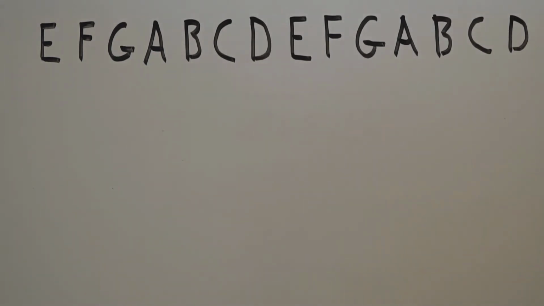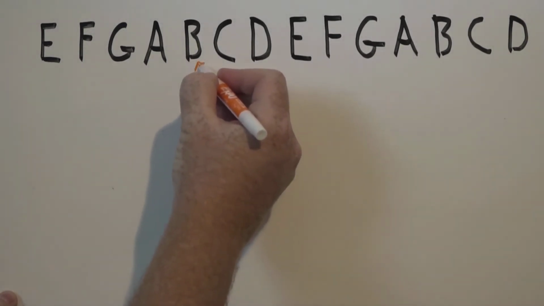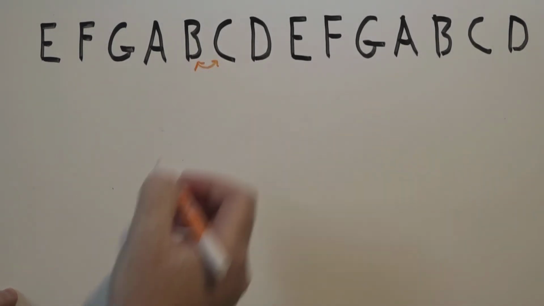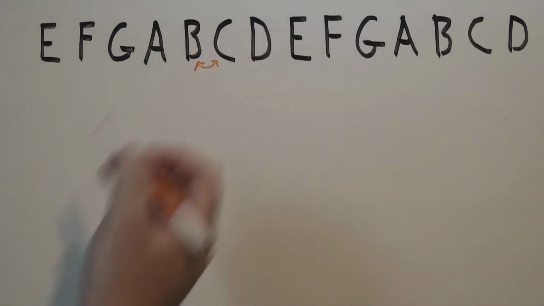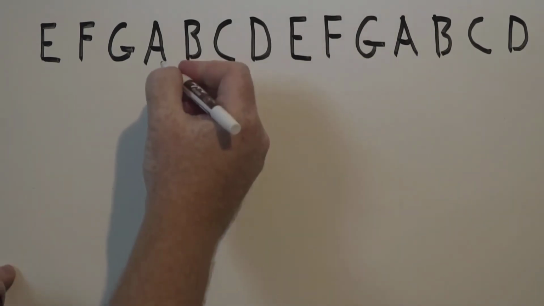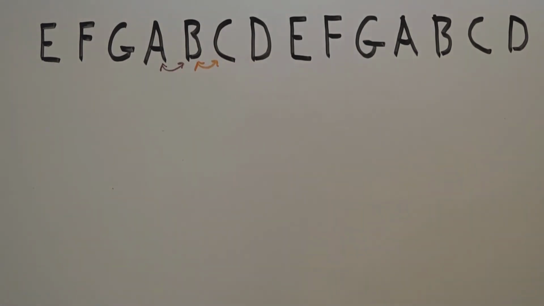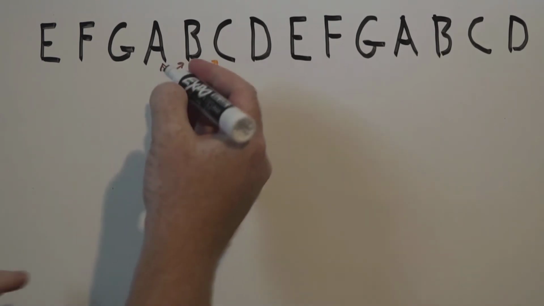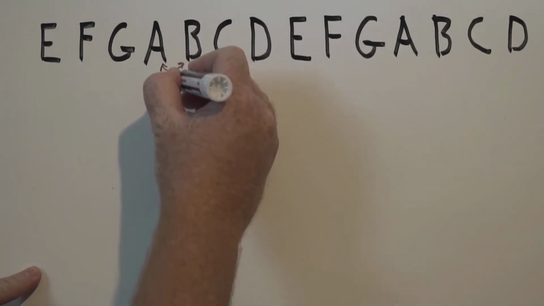For example, between B and C, there isn't a note. So there is no note between B and C. But between A and B, there is a note. We have a note in between A and B.